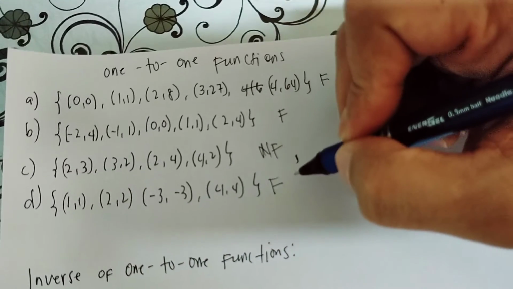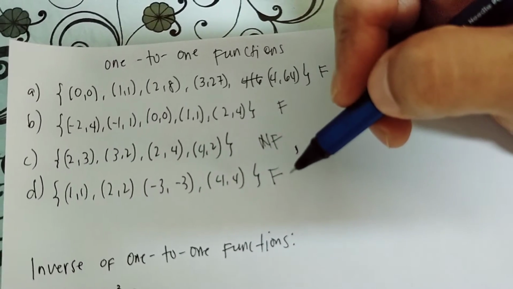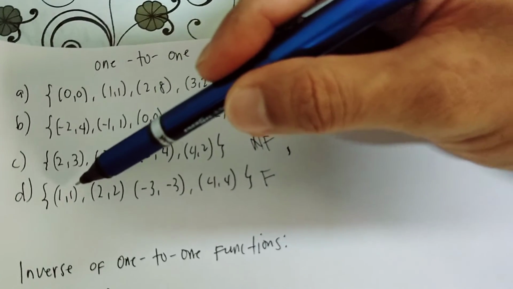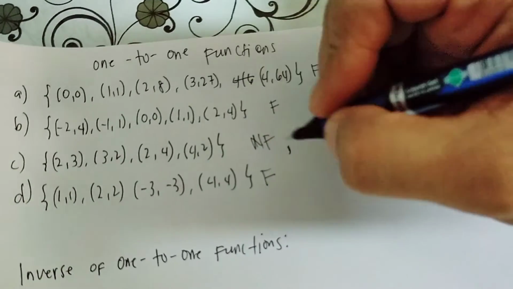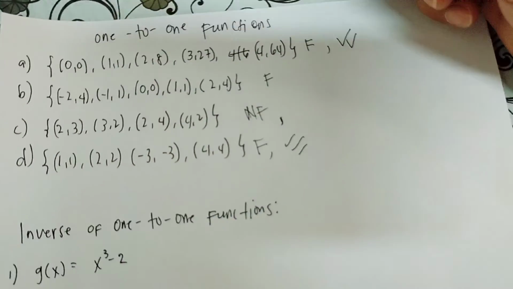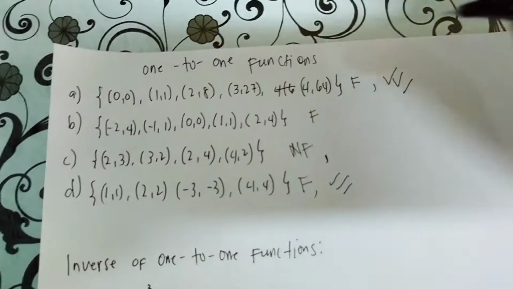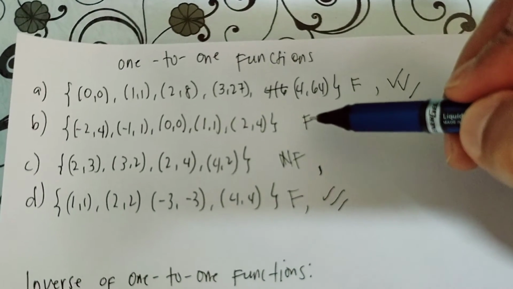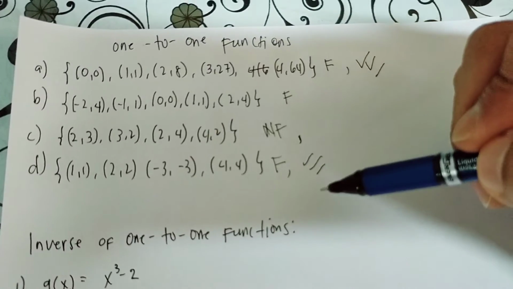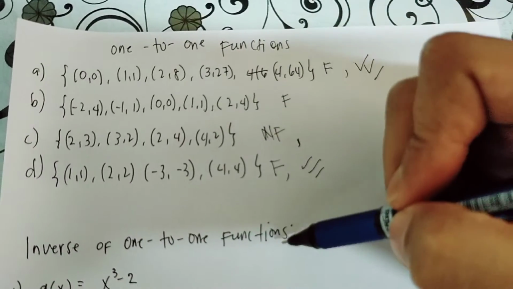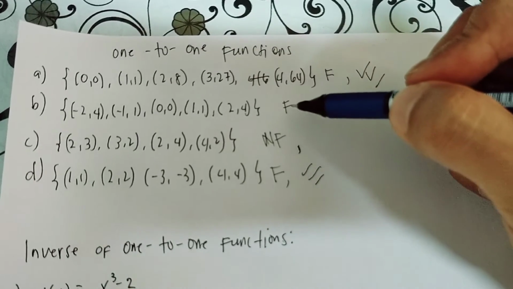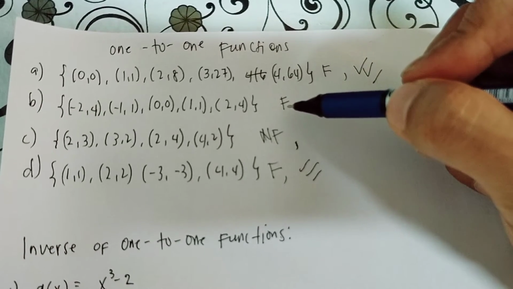Sa letter D naman, function na, but is this a one-to-one or not? Let us check the second element. 1, 2, negative 3, 4. So this is also a one-to-one function. Okay? One-to-one function. And kapag ka-function, dito tayo sa inverse of one-to-one functions. Only the one-to-one function has the inverse. Ang one-to-one function lang ang may inverse. Pero ang function, kung function lang siya, wala siyang inverse.